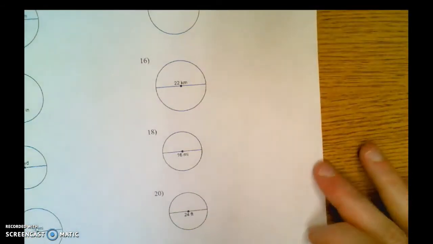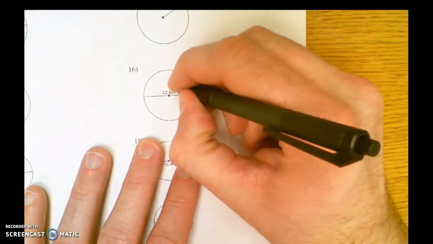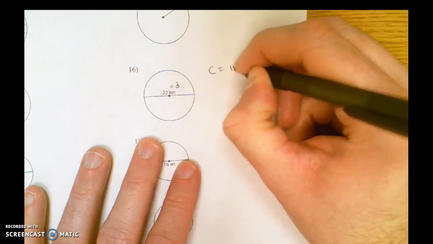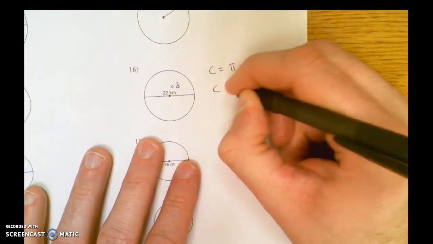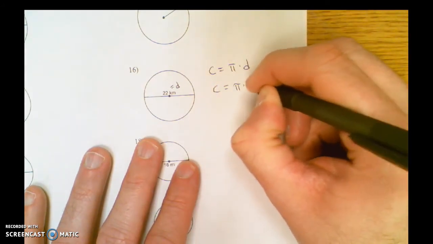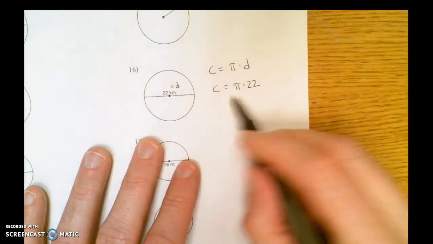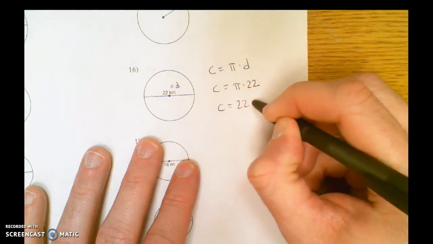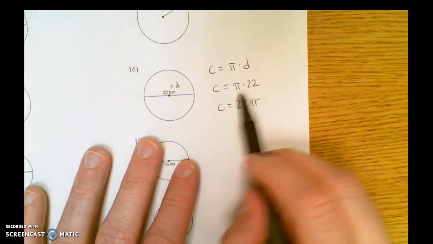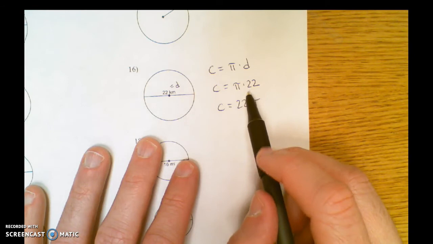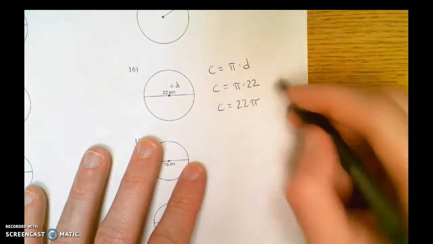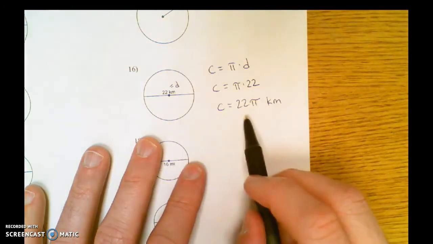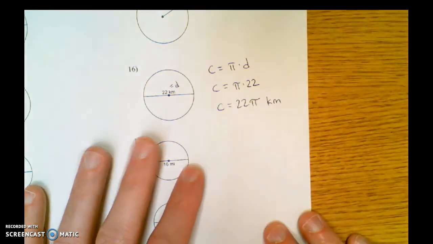Alright, for number 16, here they're giving you the diameter. So you're looking at our formula, circumference equals pi times diameter. This one's actually pretty easy. To get the exact answer, you just rearrange the two terms. It becomes 22 pi. I'm not actually multiplying these together because I don't want to get a decimal answer. I want the exact answer, and this unit's in kilometers. So the circumference of this circle is 22 pi kilometers.